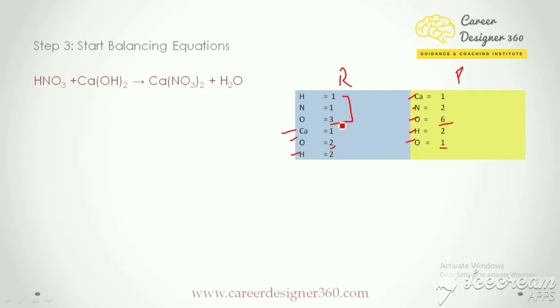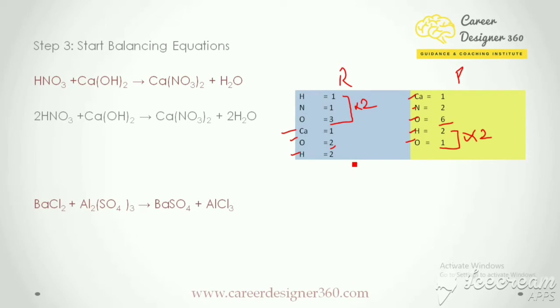What we can do is multiply nitric acid with a stoichiometric constant of 2 and multiply H2O, that is water, with a stoichiometric constant of 2. So this makes our equation a balanced one. Now we have 4 hydrogen both the sides, 8 oxygen both the sides, 2 nitrogen both the sides, and 1 calcium both the sides.